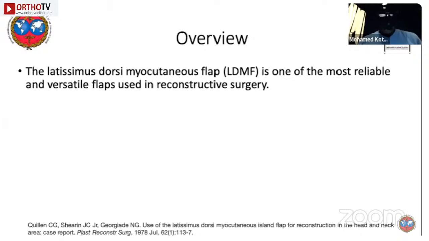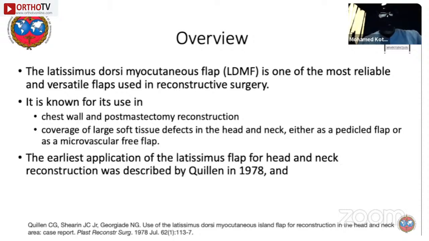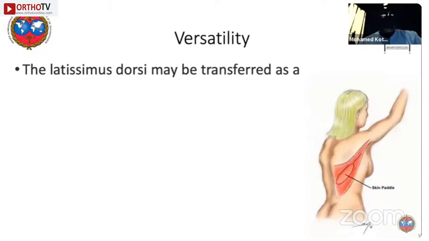So going back to the latissimus dorsi myocutaneous flap, it's one of the most versatile and useful flaps in reconstructive microsurgery. And I'm sure all of you have practiced this before in your work. It is known for its use in chest wall and post-mastectomy reconstruction. However, if it is used freely, it can be used for coverage of large soft tissue defects in the head and neck and the extremities. The earliest application of latissimus dorsi was in head and neck, as a pedicled flap by Quillen in 1978. And the first microvascular free tissue transfer for the flap was described by Watson in 1979.